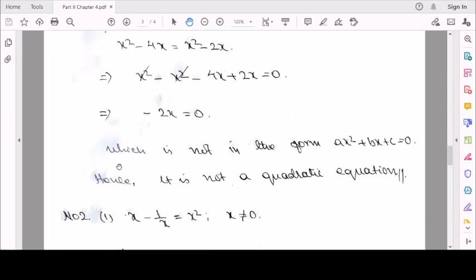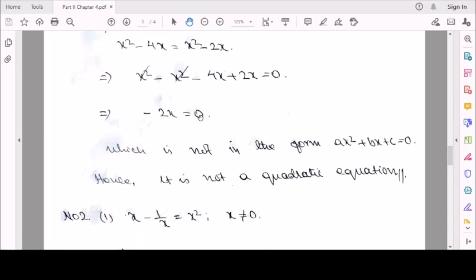This given equation is not in the form of ax squared plus bx plus c equals 0, which is the standard form of a quadratic equation. Hence, it is not a quadratic equation. Next, we'll come to number 2. Here also, what we have to do is check whether this given equation is quadratic or not. Now, solution for this: the given equation is x minus 1 by x equals x squared.